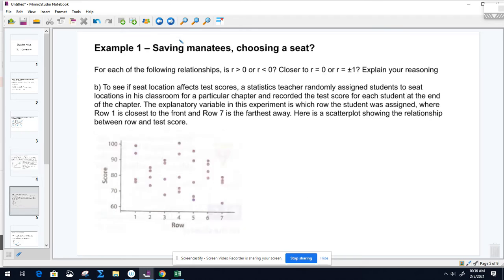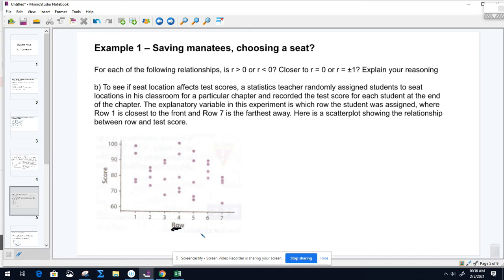Okay, example 2, choosing a seat. To see if seat location affects test scores, a statistics teacher randomly assigned students to seat locations in his classroom for a particular chapter and recorded the test score for each student at the end of the chapter. So the teacher just said, hey, I want you to sit here, here, here, here, and here. The explanatory variable in this experiment is which row the student was assigned.